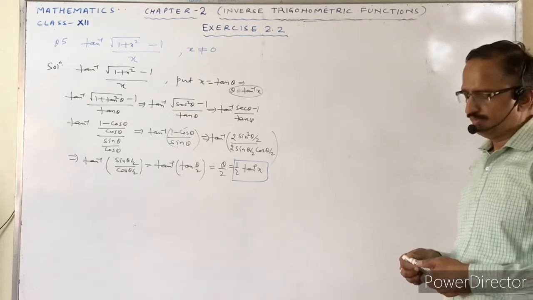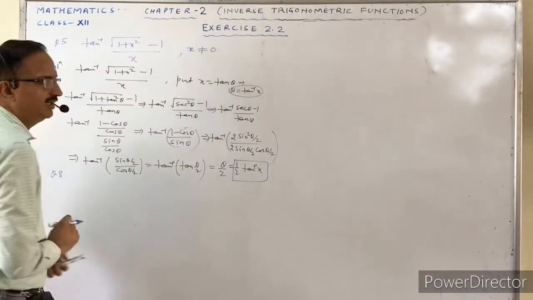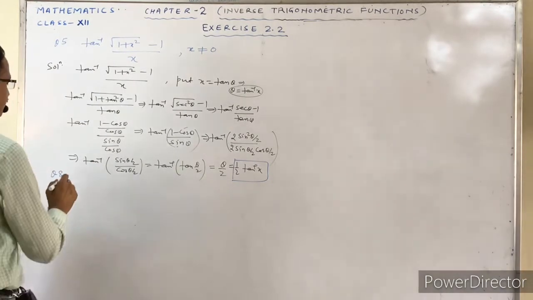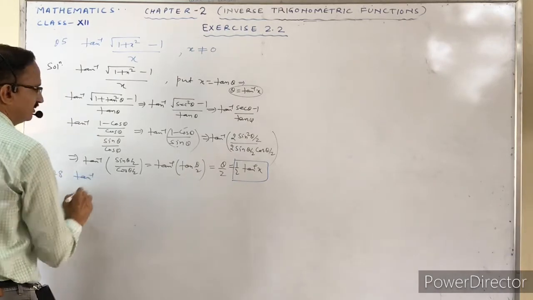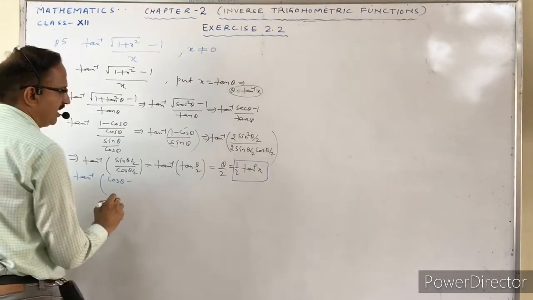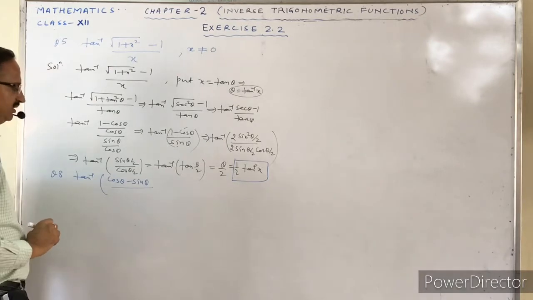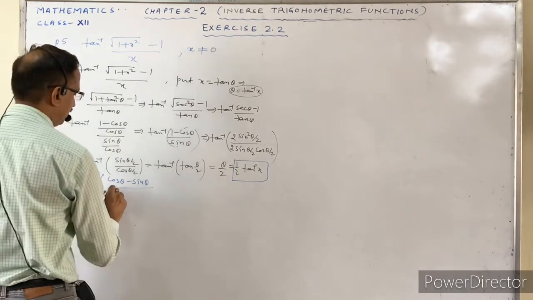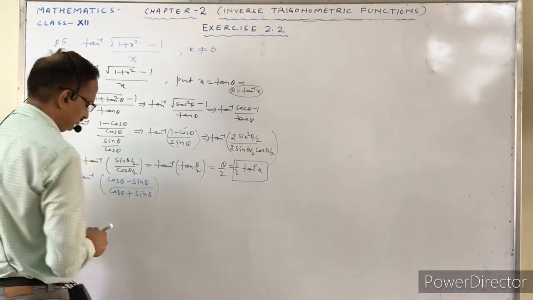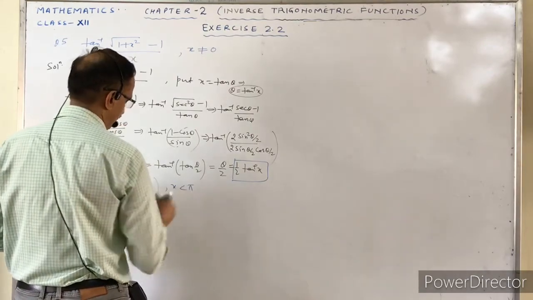Now come to question number 8. Question number 8, okay? This is tan inverse of cos theta minus sin theta upon cos theta plus sin theta. Okay children? And the condition is x is less than pi.